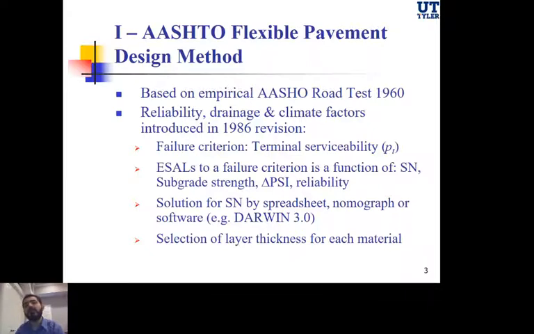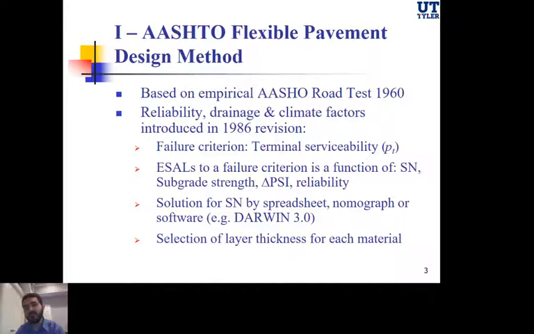We also included drainage: how bad or how good is drainage in this location? They also included the climate factor, which was introduced in the 1986 version. They also had the failure criterion, the terminal serviceability, which I'm going to explain a little bit, called terminal serviceability PT. We also have ESALs. ESAL is equivalent single axle load.